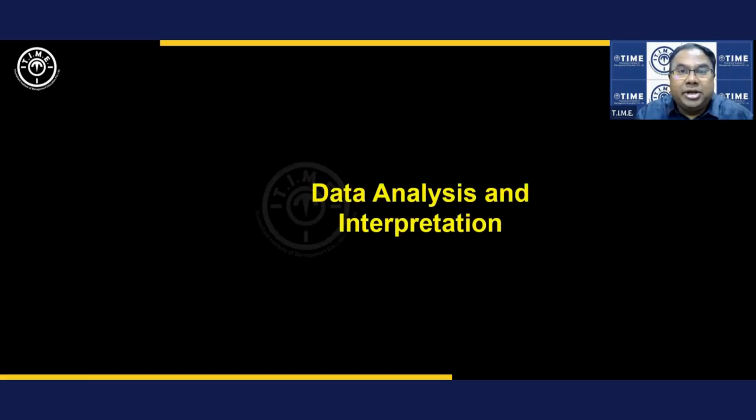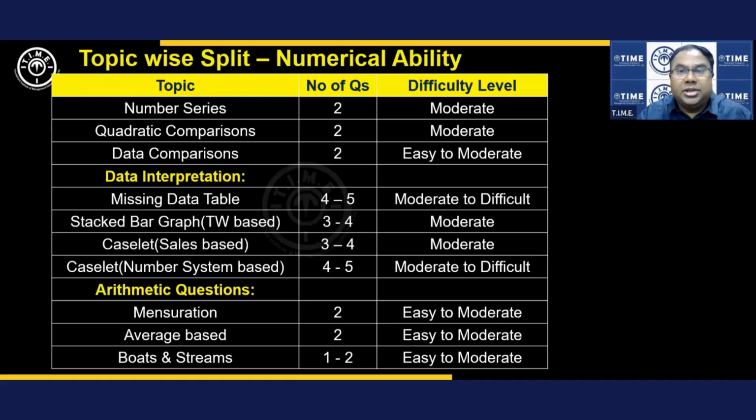Data analysis and interpretation, we will look at this section. Here, this is the breakup of these 30 questions. Number series, 2 questions, moderate level of difficulty. Here 2 series were given. You need to frame the third series, then answer the questions based on them. Quadratic comparisons, including variables. There were 2 questions, moderate level of difficulty.